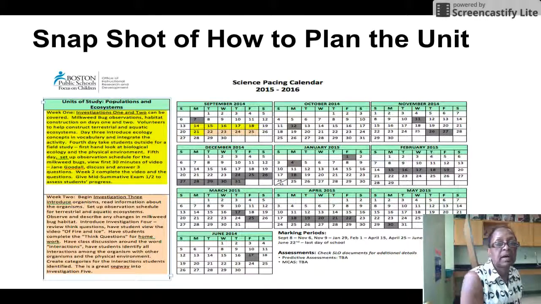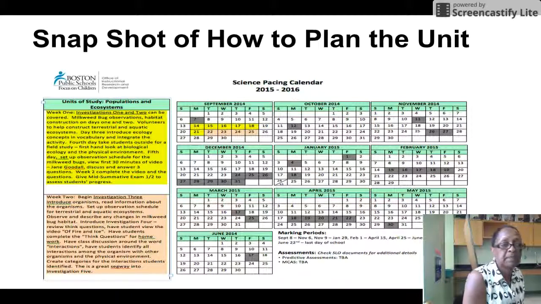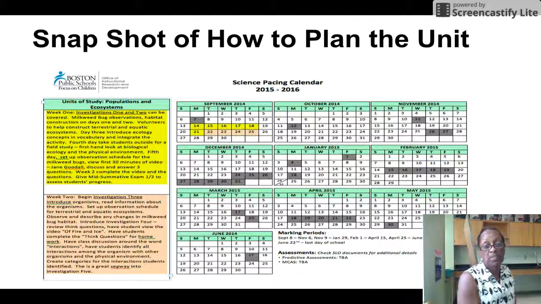I've included a snapshot of how to plan a unit. For instance, when I first start my unit, in my first week I'm able to cover investigations 1 and 2. In investigation 1 of this unit, we're pretty much talking about the milkweed bugs. We're talking about organisms. Students learn that a bug, which they probably don't even think of as being an organism, is an organism, a living thing that needs to be treated with care and respect. I explain to them that we're going to observe these organisms over a period of 6 to 8 weeks, because they can show us some of the life changes that we need to study to understand the dynamics of certain populations.